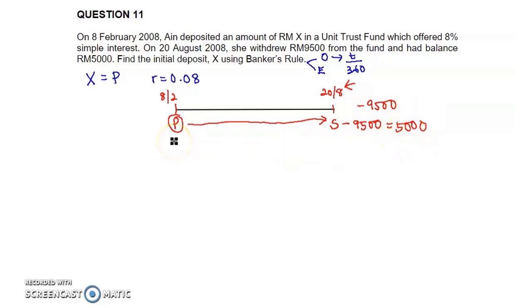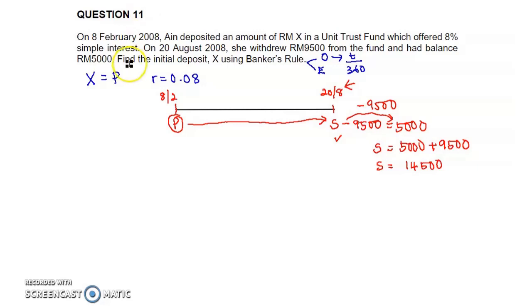So again, I repeat. We put amount of P here. After a certain period of time, we will get S. From this question, it says that on 20th August here, we withdrew 9,500. So minus 9,500. After the withdrawal, balance is 5,000 ringgit. So here S minus 9,500 we can write equal to 5,000. So negative to bring to right hand side become positive. So actually on 20th August we have 14,500 ringgit.